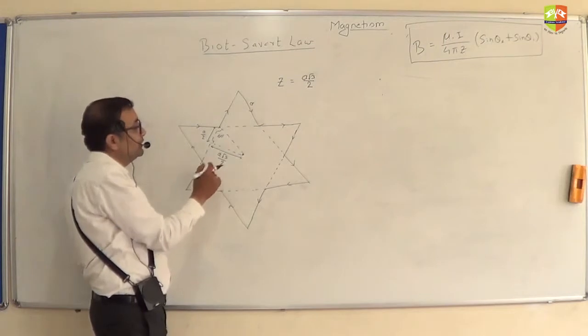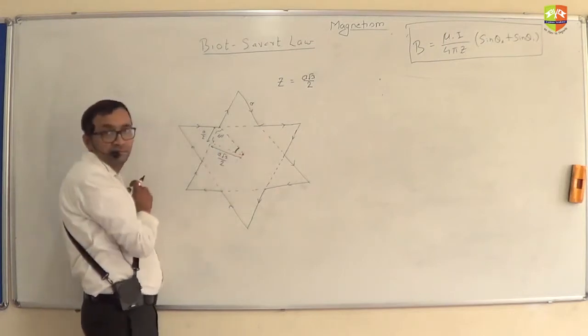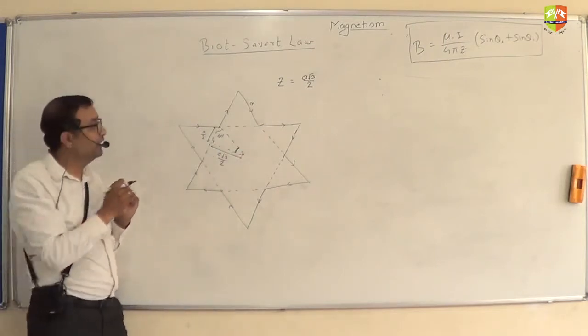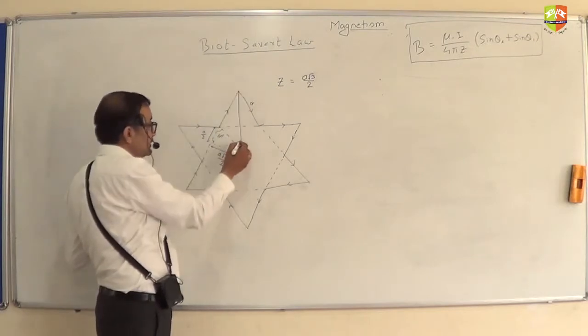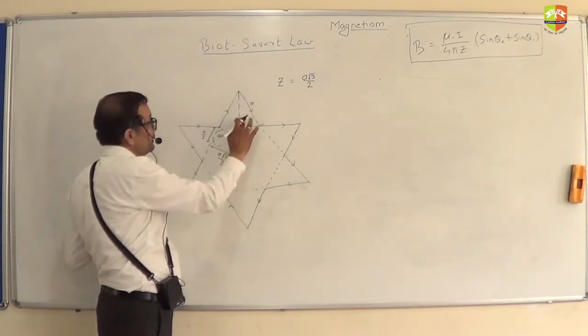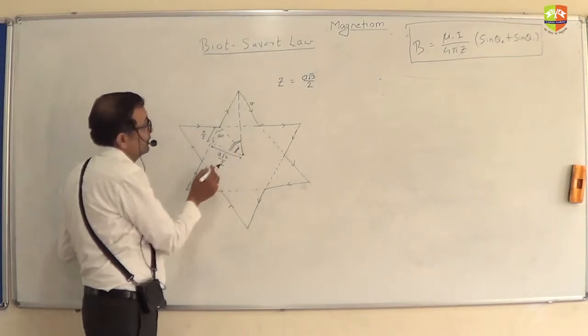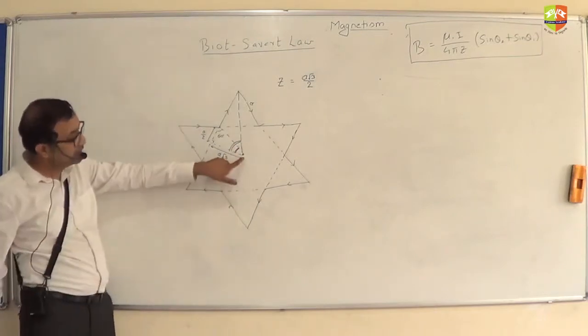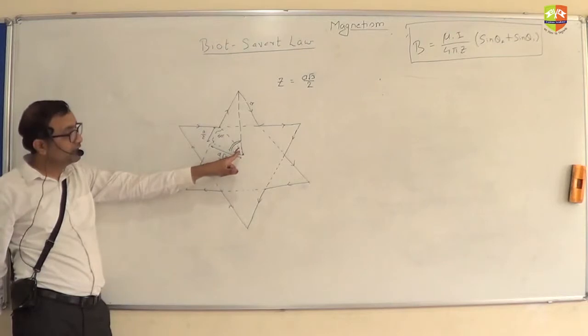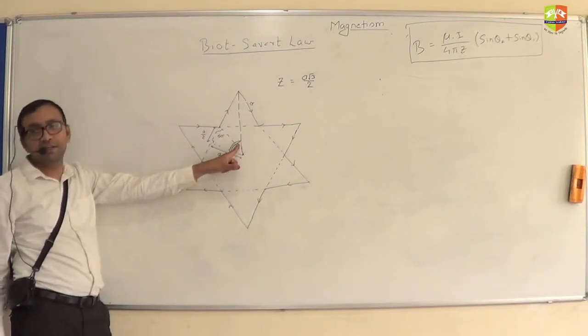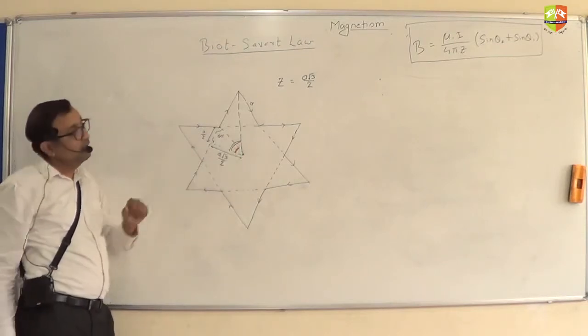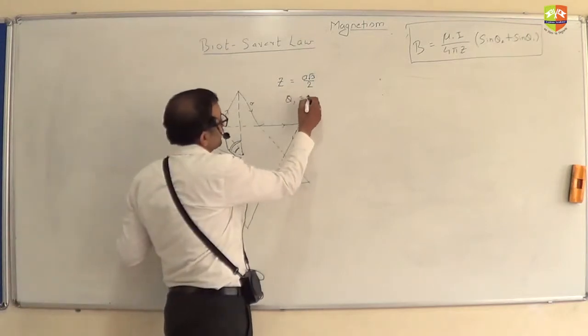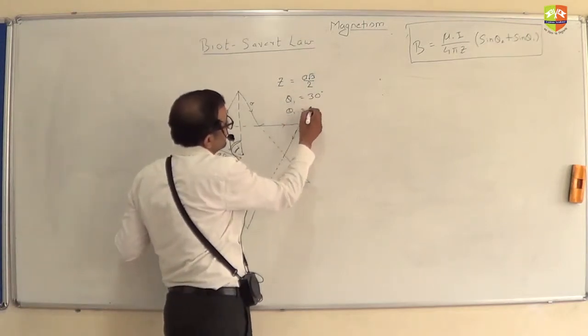Alright. Now theta 1 and theta 2 is what? This is theta 1, 30 degrees. And theta 2 is this. Two points have to join this point. This theta 1 which is 30 and this one is 60. You can check that. So theta 1 is 30 degrees, theta 2 is 60 degrees.